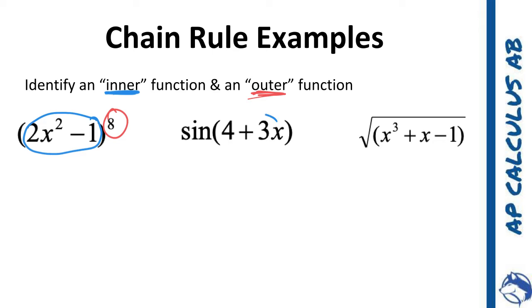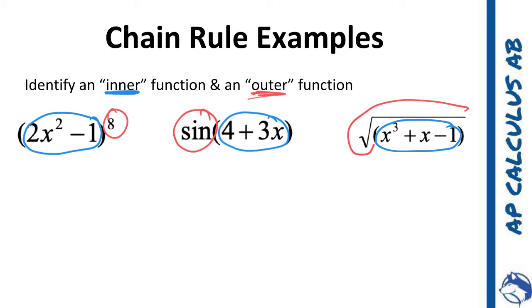Going to the second one in the middle, this 4 plus 3x is the inner, and then this sine is what's the outer. The x cubed plus x minus 1 is the inner, and this square root is the outer. And we're going to use that going forward to solve some examples here.